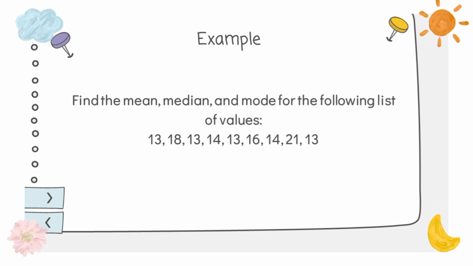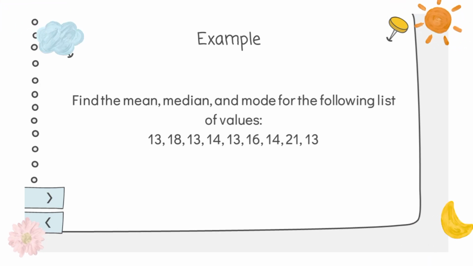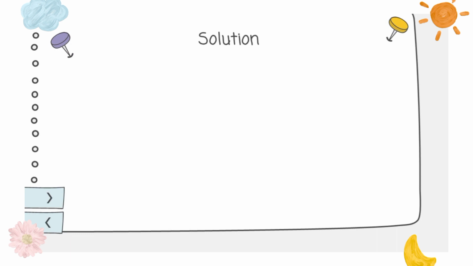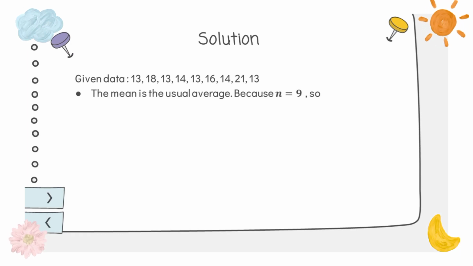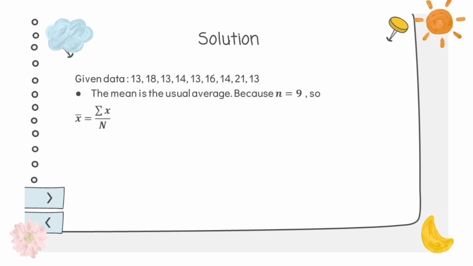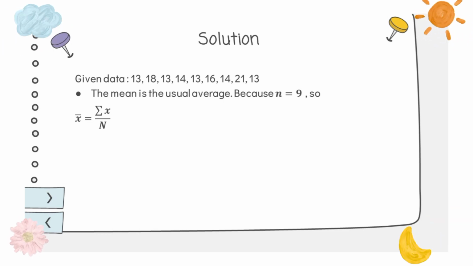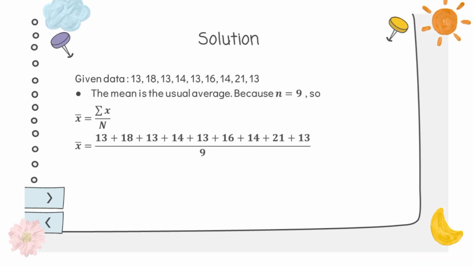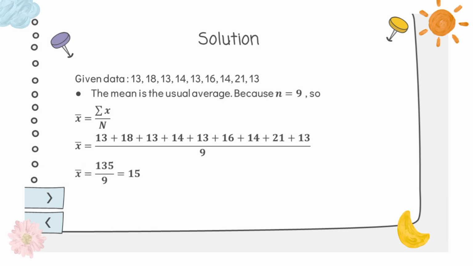Find the mean, median, and mode for the following list of values. Here, there is data that is not short, so let's discuss together. And this is a solution. The mean is the usual average because n is 9. So, the mean is the sum of all data divided by n. So, we just substitute. n is 9. Then we count so that we get the mean is 15.